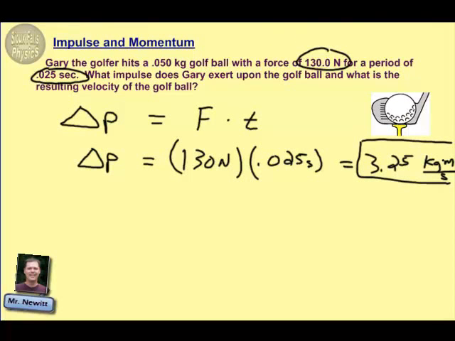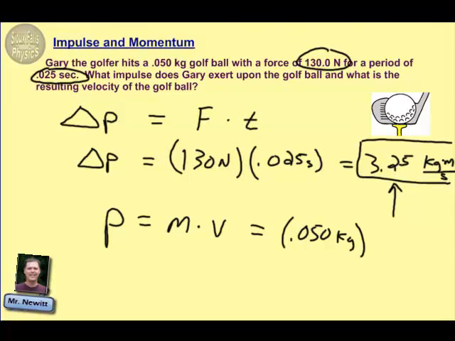Now, what about the resulting velocity of the golf ball? Now that I know how much the momentum changed, I can figure out how much the velocity changed. Remember, we're going to assume the golf ball started at rest, so it had zero velocity and zero momentum at the beginning. It's going to end with the momentum we just calculated, the 3.25. Momentum is equal to mass times velocity. That's one of the ways we can calculate the momentum of an object. And I do know the mass of my golf ball. It was given to me as .050 kilograms.